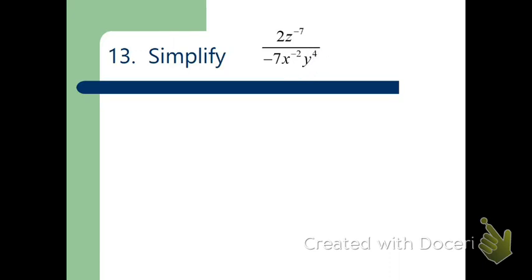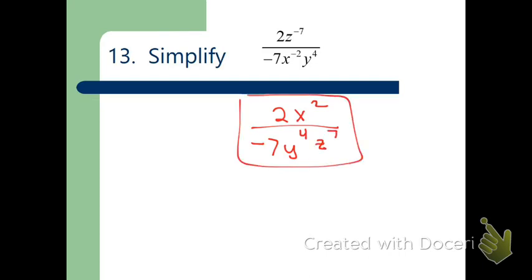So, what's this going to become then? 2 stays on the top. X squared over negative 7. What comes first in the alphabet, Y or Z? Y. So y to the 4th, z to the 7th. Does it matter what order it's in? No, but properly we go in alphabetical order. Is that fair, Riley? Yeah.